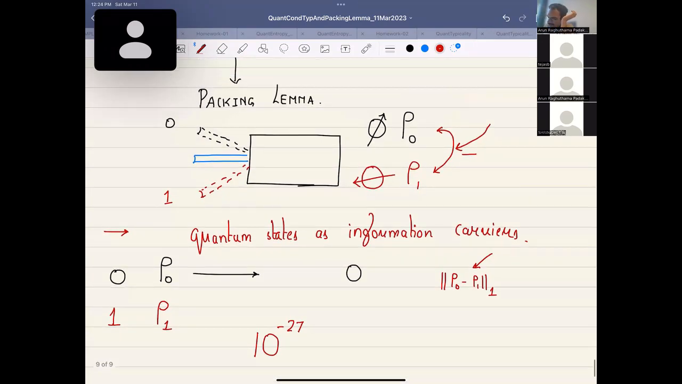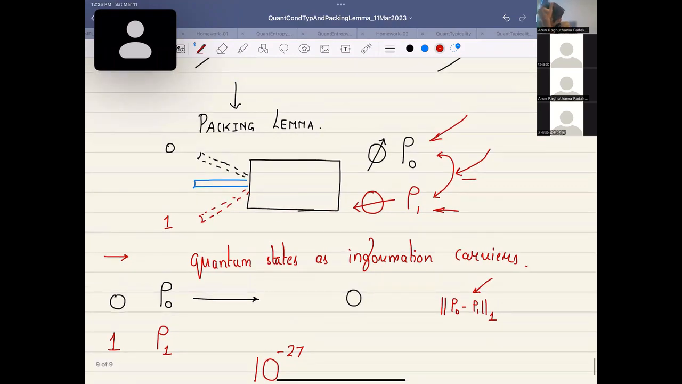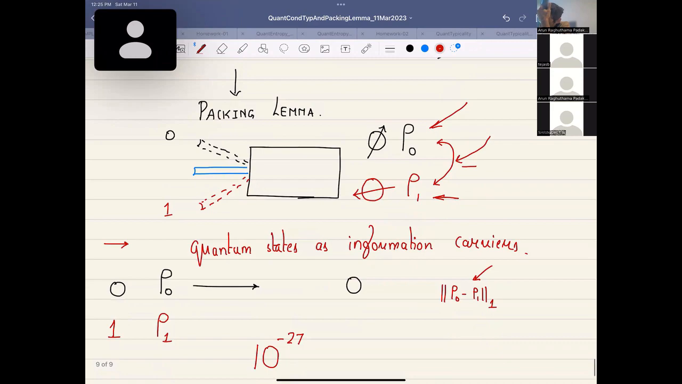So this is the setting we are going towards, and this conditional typicality will tell us something about how to distinguish and things like that. So actually in the next 2 classes, this whole picture will become clear. But if there are any questions, I'll answer.